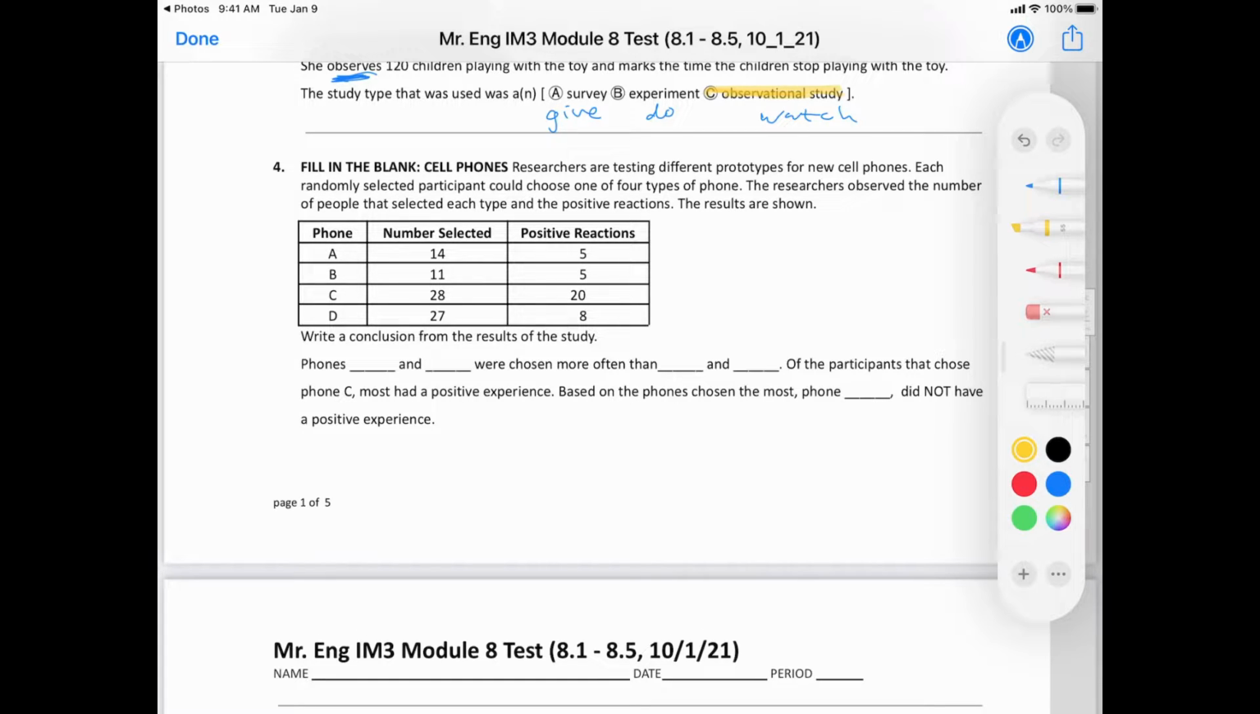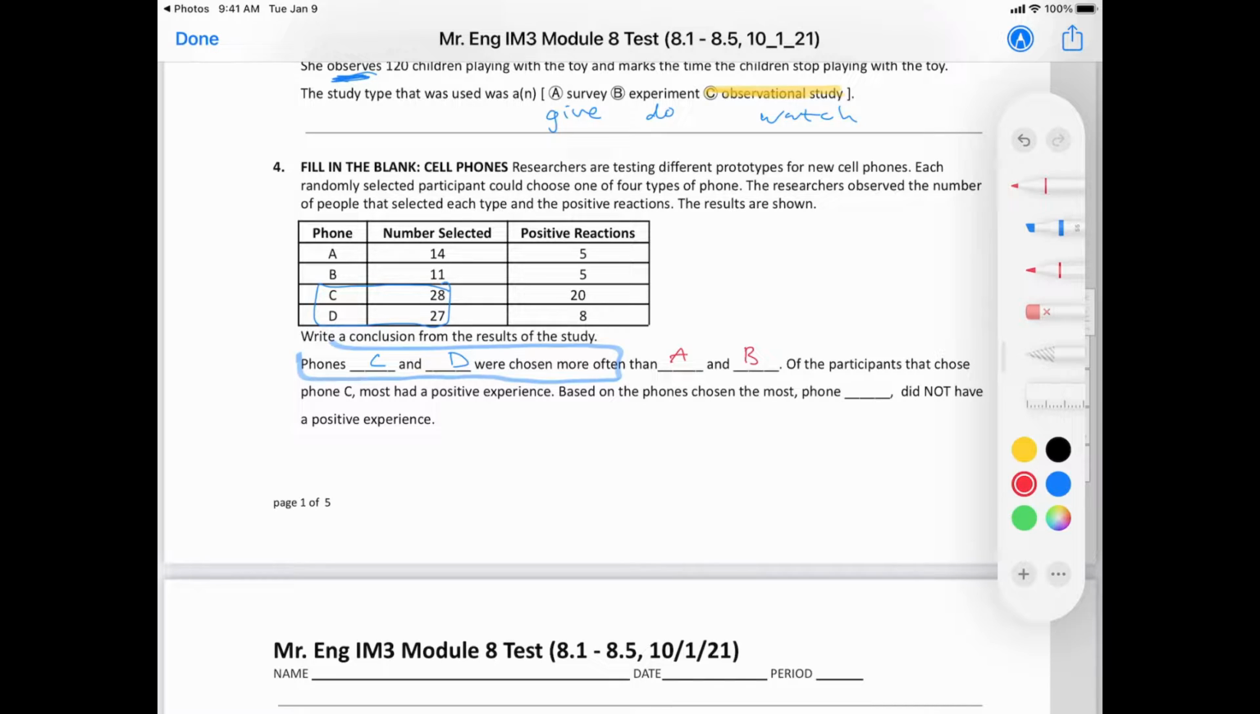Write a conclusion from the results of the study. Phones blank and blank were chosen the most. Which one was chosen the most? That would be these two, right? So that would be C and D. They were chosen more often than what? What were the other two choices? Well, that would be A and B.